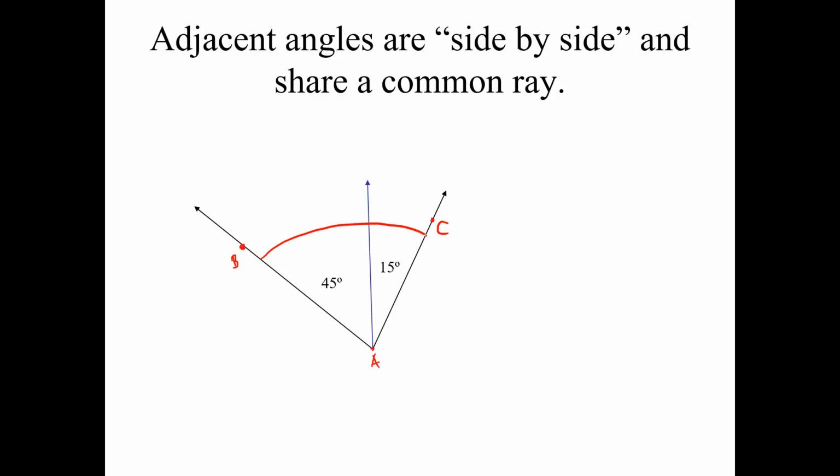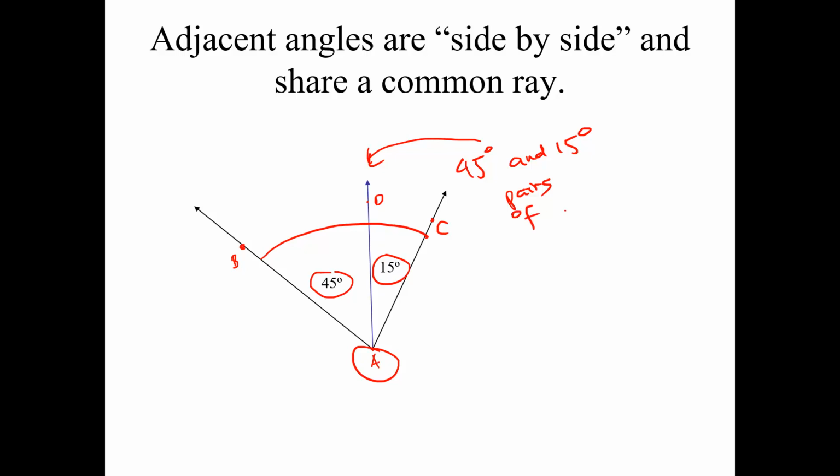Like here, right? And then we have another ray in here. This blue one, let's say this is ray AD. So this ray AD splits this angle into two parts, which is 45-degree and 15-degree. Because they're side by side angles and share a common ray, which is ray AD, it means that the 45-degree and the 15-degree in this image are pairs of adjacent angles.